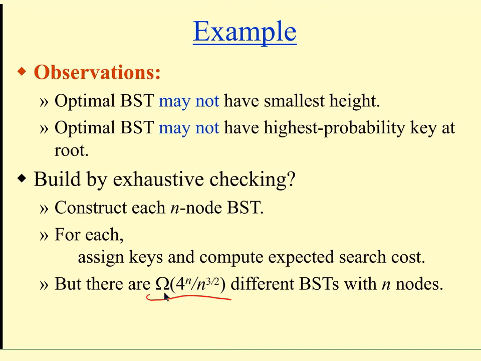That means the lower bound is 4 to the power of n over n to the power of 3 over 2, which is n^1.5. This is very big if n is very large, because you may search a large data set, a large number of records. So when n is big, this will increase very fast. That means this is not an efficient algorithm.